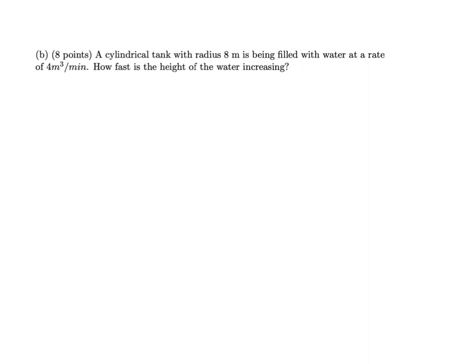In part B, we are told a cylindrical tank with radius 8 meters is being filled with water at a rate of 4 cubic meters per minute. Can we use this to figure out how fast the height of the water is increasing? I'm going to draw this cylindrical tank. So cylindrical tank means the top is a circle, and I'll give it a height like this. And we are told the radius is fixed and it's 8 meters. So that's the distance from the center out to here.